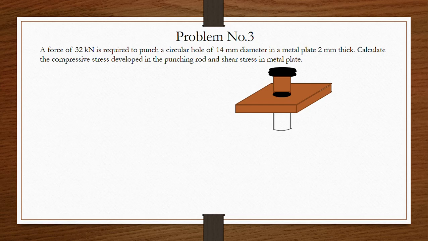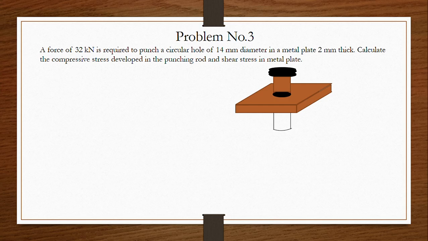The last one, numerical, we have to learn about the shear stress and shear strain as we did. Keep in mind the punching numerical. A force of 32 kN is required to punch a circular hole of 14 mm diameter in a metal plate of 2 mm thick. Calculate compressive stress developed in the punching rod and shear stress in metal plate. So this is a numerical based on punching.